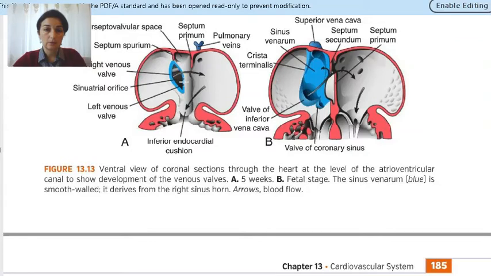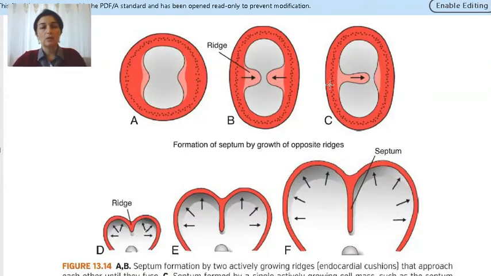This is the left valve, and the left venous valve will, together with the septum spurium, fuse with the septum secundum. So they will fuse with the septum secundum, and they will participate in the formation of the interatrial septa. So that is here. Now we are looking at how the heart chambers will separate from each other.